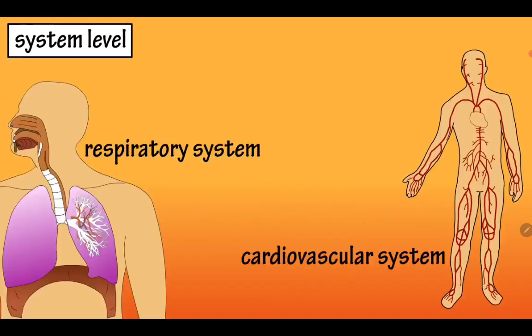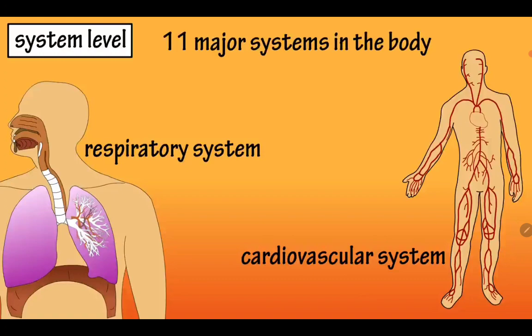The next level of organization in the body is the system level. Systems are comprised of organs that, by working together, can perform more complex types of functions in the body. There are 11 major systems in the body. Many times systems work together to accomplish different needs of the body, such as the respiratory system takes oxygen in, and the cardiovascular system transports the oxygen to various parts of the body.